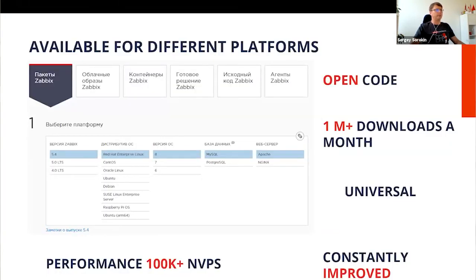What is important is that Zabbix is an open source, open code solution, which means that you can easily get Zabbix with no limitation from our website, install it and start using it in no time. We believe it's really important for many reasons. One, it gives our customers the ability to test and see the solution with no limitation.